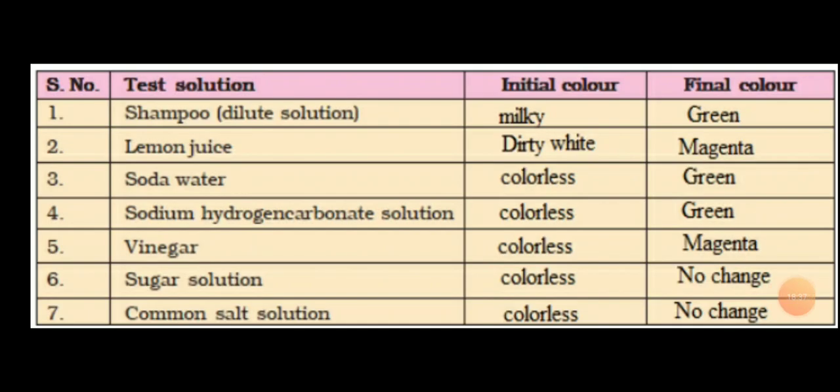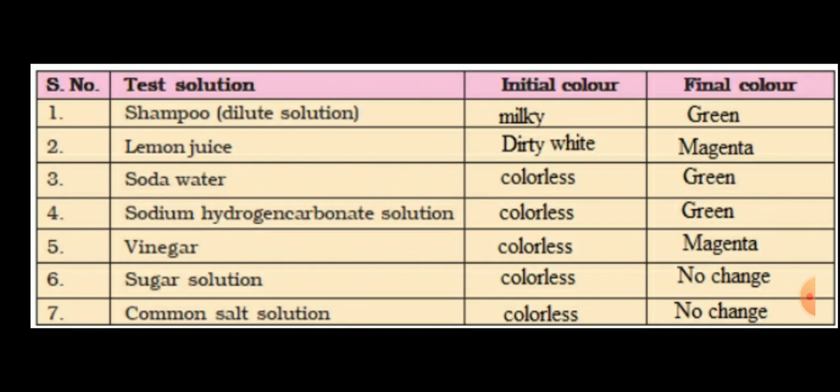So now students, similarly, if China rose is taken as an indicator in certain substances, you can see the shampoo dilute solution, the initial color that is given of the solution. Okay, the final color of the China rose indicator. If it turns to green, then definitely it will be a base. Lemon juice, it turns to magenta, and magenta is acidic. If it is an acid, China rose solution turns to magenta. Soda water, the final color becomes green, so it will be basic. Sodium hydrogen carbonate solution, the final color is green, so it is also basic.